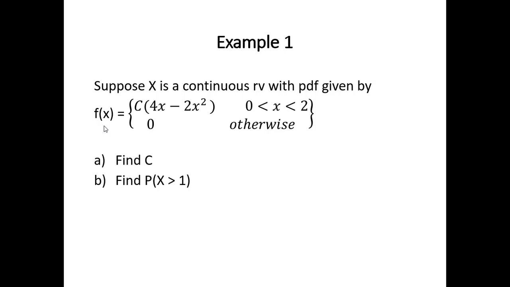So you'll see in our textbook numerous examples like this. The way to find a constant like this is to sort of work out the integral, set it equal to 1, and then solve for c. Once we have that, then we could answer some probability questions like what you see here in part B.